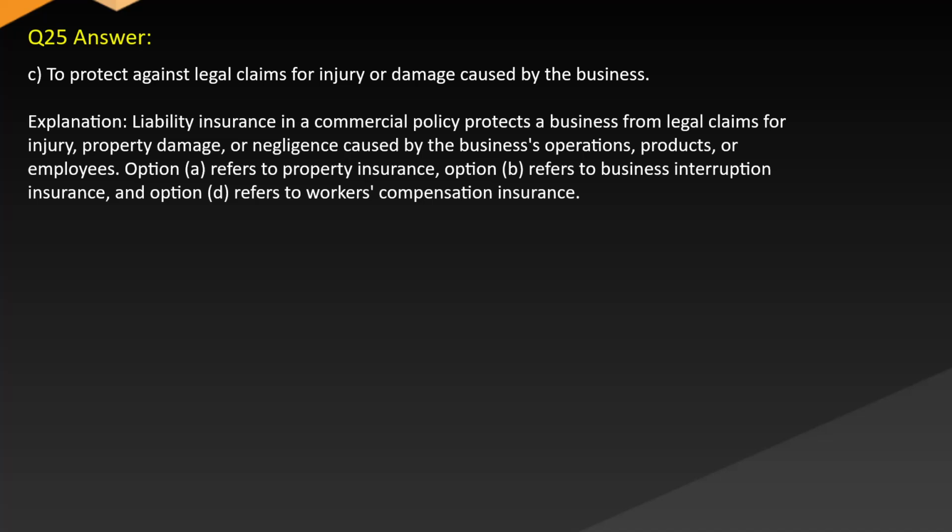Answer C. To protect against legal claims for injury or damage caused by the business. Explanation. Liability insurance in a commercial policy protects a business from legal claims for injury, property damage, or negligence caused by the business's operations, products, or employees. Option A refers to property insurance, option B refers to business interruption insurance, and option D refers to workers' compensation insurance.